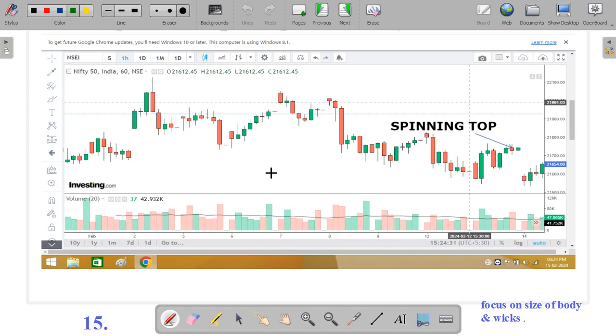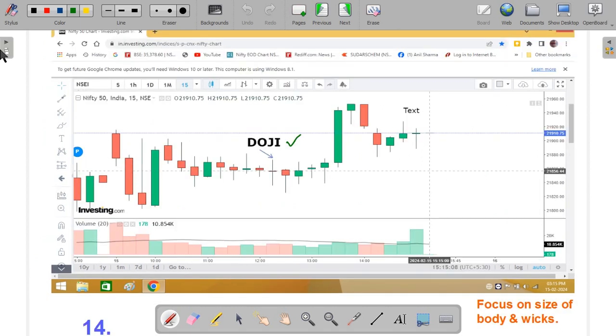Then you have a spinning top. Spinning top also is like a doji. Friends, one thing I just forgot to tell you here: this is at the 50% only, always in the center. And this 50% is extremely important in reading the charts, almost in 90% of the cases.